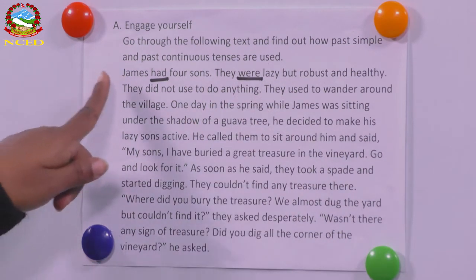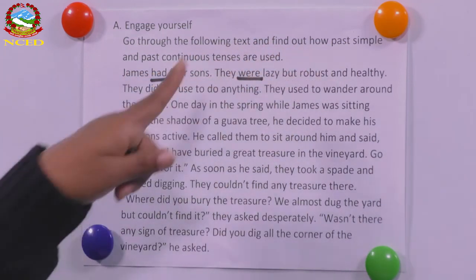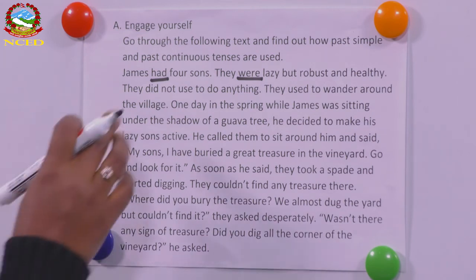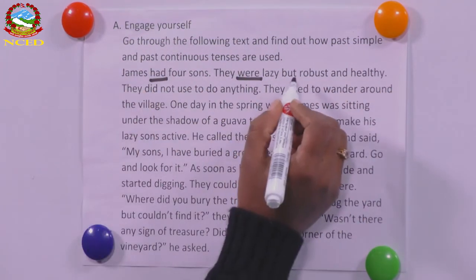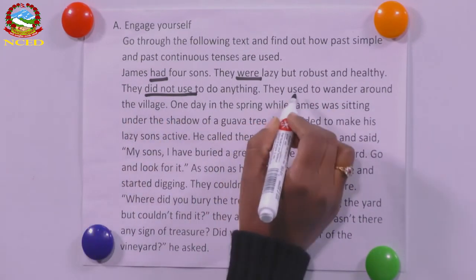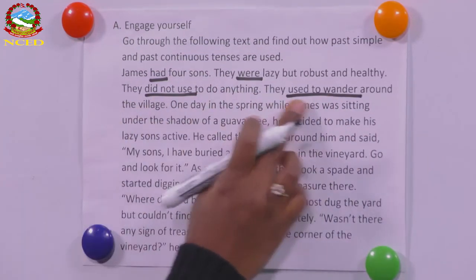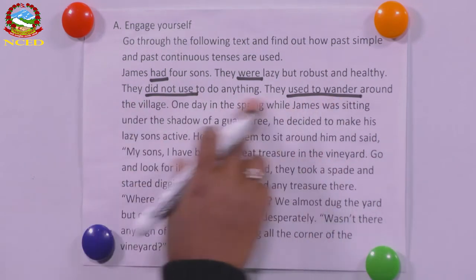Okay, so what it tries to show, how it has been used. Here these are fixed actions, like permanent actions which cannot be changed. He had 4 sons and they were lazy, right? So robust and healthy, they did not used to, right? Did not used to, they used to wander around the village. And these things try to show habitual actions. That's why it's in the simple past tense.